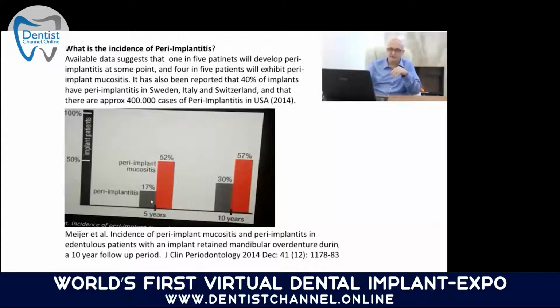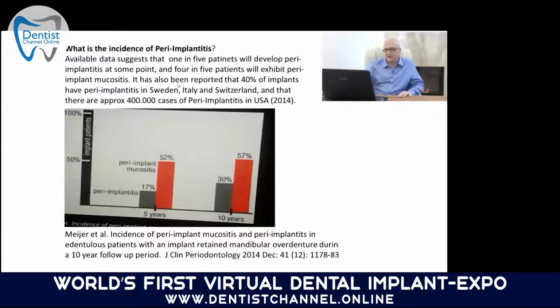So these figures, 17% and 30%, don't look so bad, but if you would do the same study in the upper first molar, then probably after 5 years you would see almost 50% periimplantitis, and after 10 years you would hardly see any implants left. So, you know, it always depends on how you make a study, then you get the results.